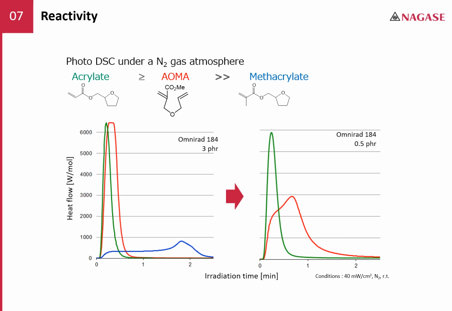Now, when you cut down the amount of photoinitiator used from 3 parts per 100 to half a part per 100, you stretch things out and slow down the reaction, and AOMA now is starting to differentiate itself from the acrylate. It's a little bit slower, still at a reasonable speed though, and methacrylate does not react at all. So in general, AOMA can be thought of as having reactivity speed similar to a typical acrylate.